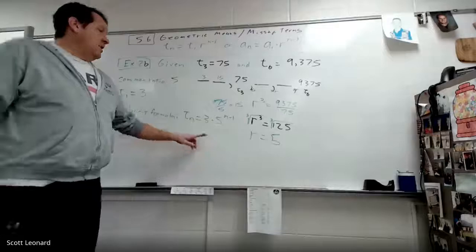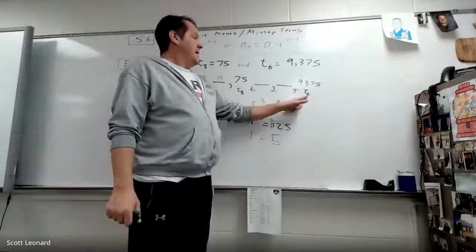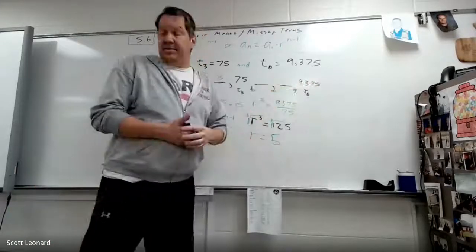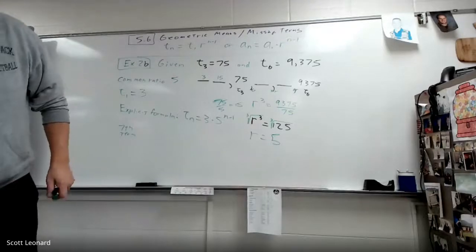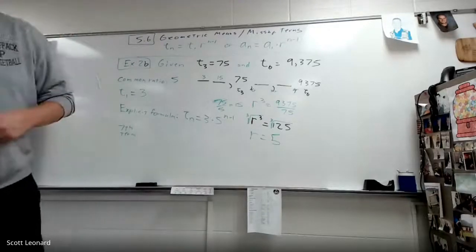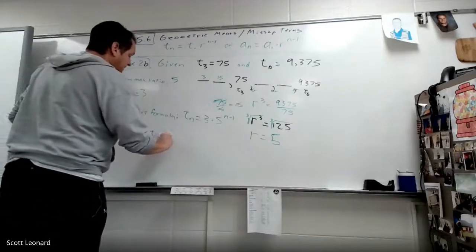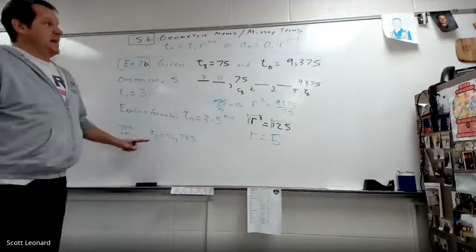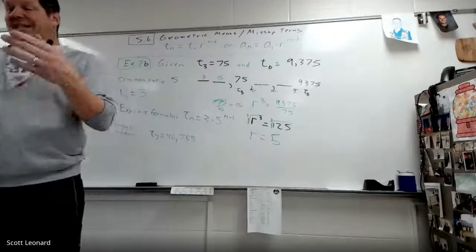All right, now to get the seventh term, we have the sixth term. All we have to do is take that number and multiply by 5. 9375 times 5. I have 46,875. If they had asked for the 8th term, I'd multiply the 7th term by 5. Just do whatever you need to do to get to that next term.